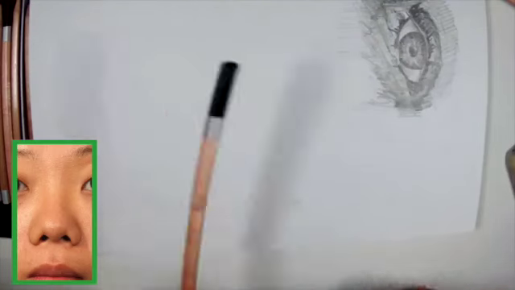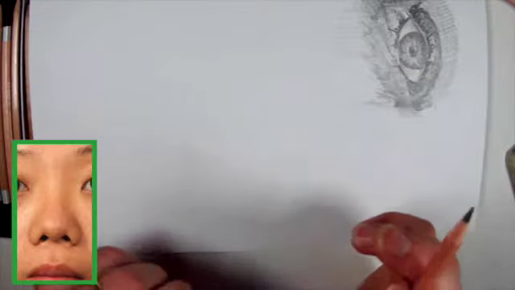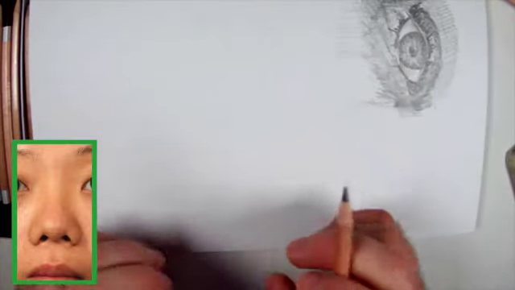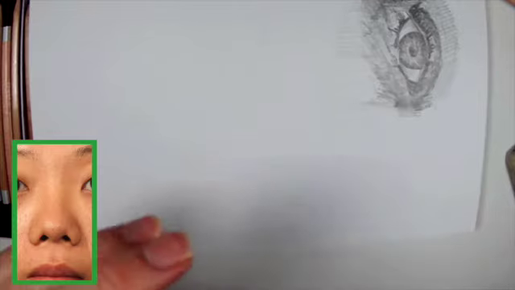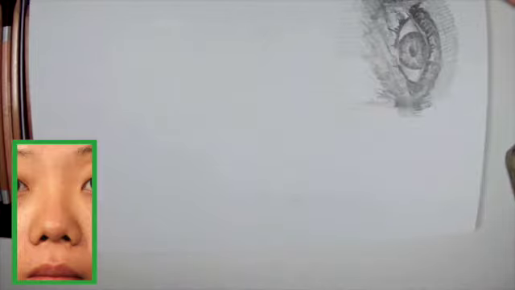Welcome back. Today we're going to be taking a look at how to draw a nose, paying attention to the basic structure and understanding the underlying anatomy as to why noses are actually kind of difficult to make look very three-dimensional.